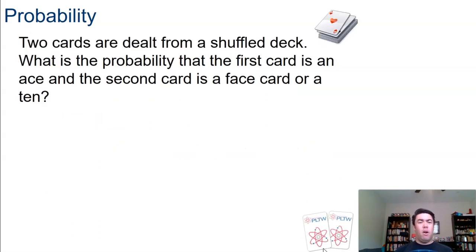So let's do an example. 2 cards are dealt from a shuffled deck. What is the probability that the first card is an ace and the second card is a face card or a 10?